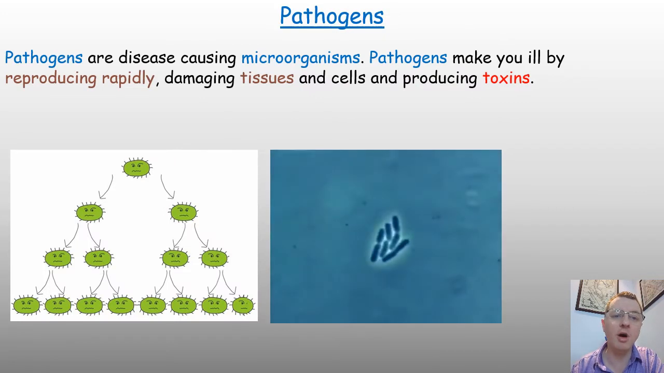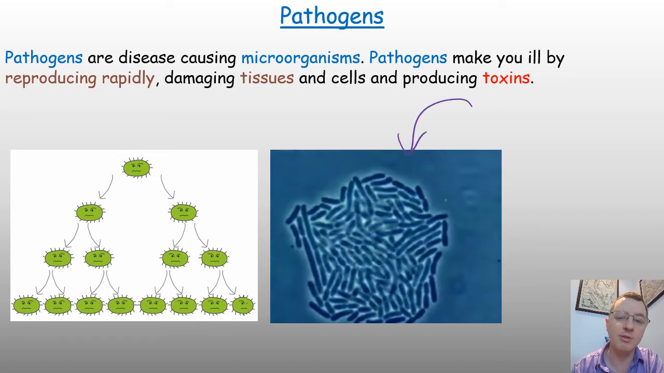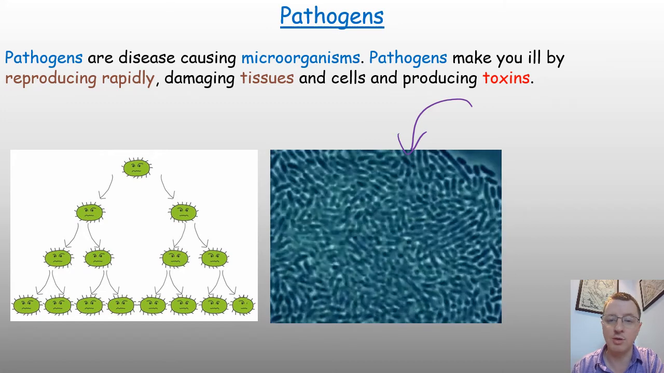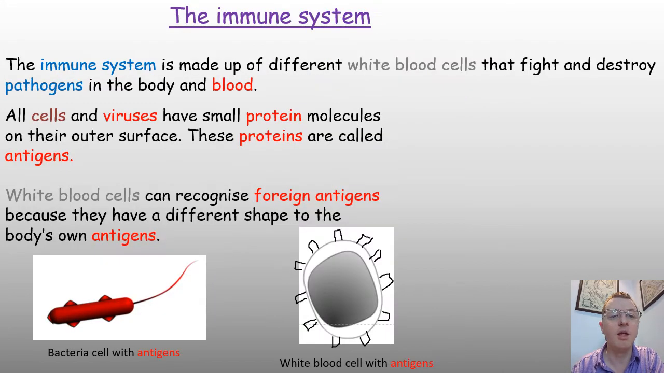So pathogens are disease-causing microorganisms, and pathogens will make you ill by reproducing rapidly, as you can see in the video below, damaging your tissues and producing toxins. The immune system is made up of different white blood cells that fight and destroy pathogens that have invaded and entered your body tissues and the blood.